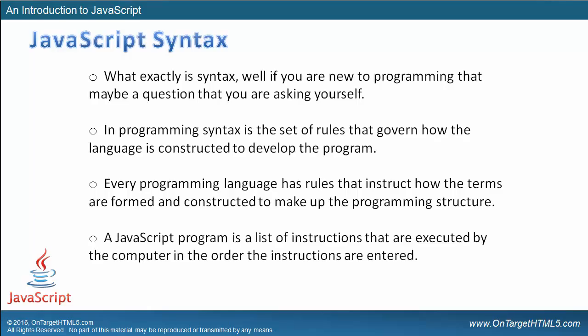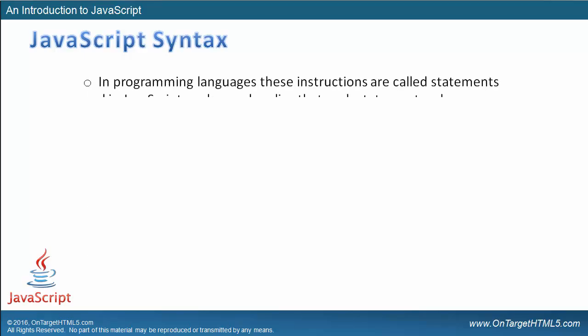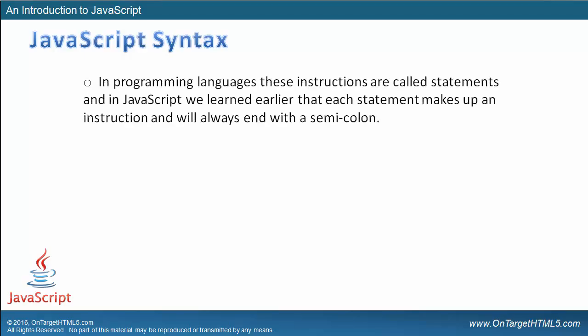A JavaScript program is a list of instructions that are executed by the computer in the order the instructions are entered. In programming languages, these instructions are called statements, and in JavaScript, we learned in an earlier tutorial that each statement makes up an instruction and will always end with a semicolon. We actually talked about that when we were talking about statements and comments inside of JavaScript.